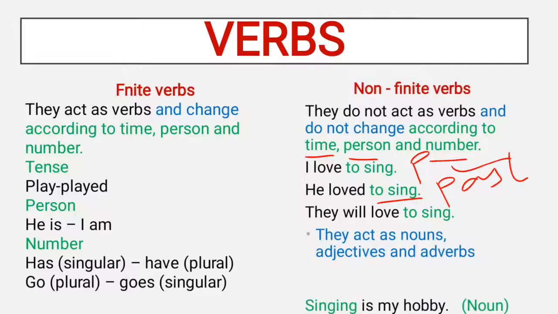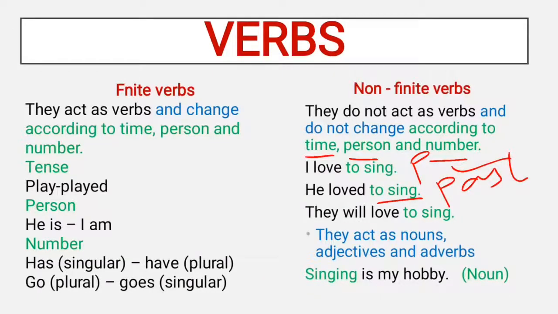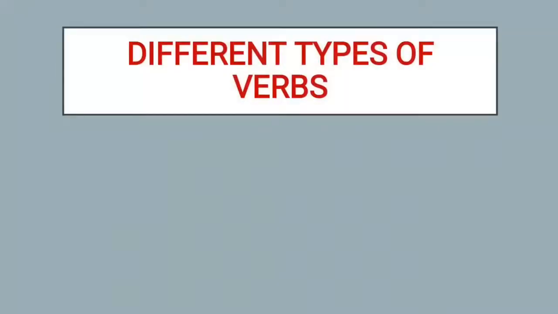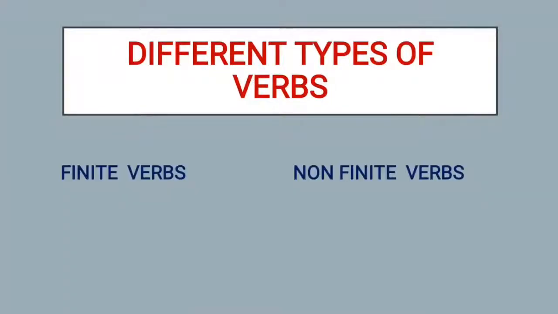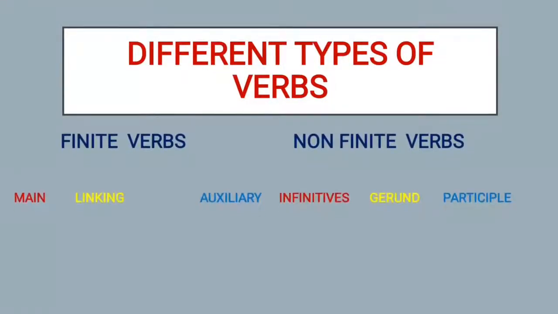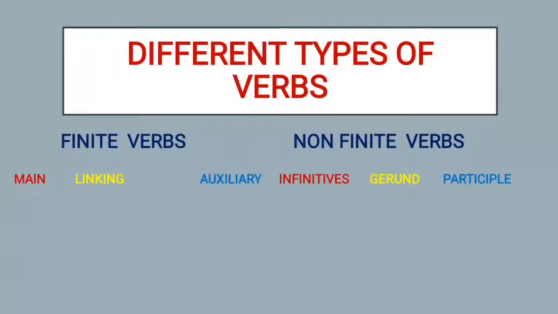For example, if we look at this sentence, singing is my hobby. Here, the word singing is not a verb. It is the name of an activity and thus plays the role of a noun. So, it is a gerund. And thus, accordingly, we divide all the verbs into finite and non-finite verbs.